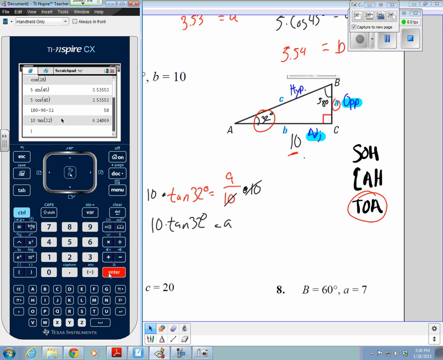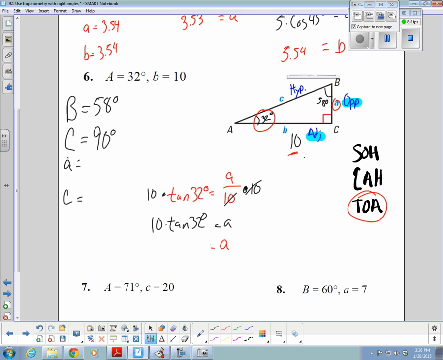6.24, 6.25. We'll just round it there. 6.25. Okay. So A is equal to 6.25. All right, 6.25. So A is done. Great. Fantastic. Now I'm going to move over to finding little c.